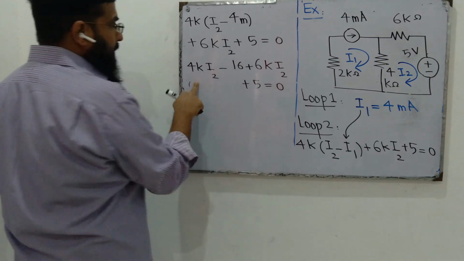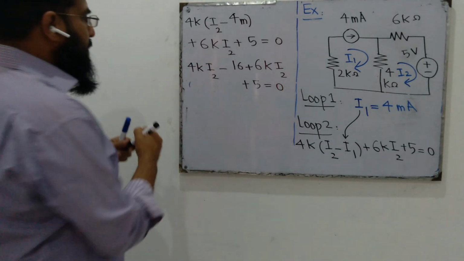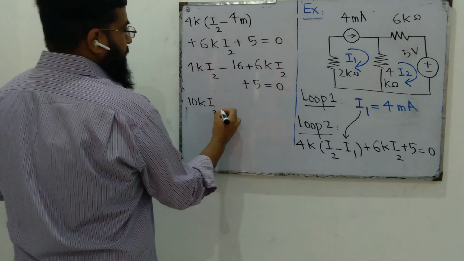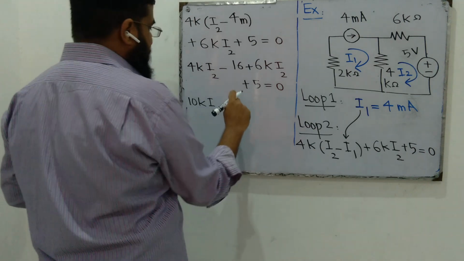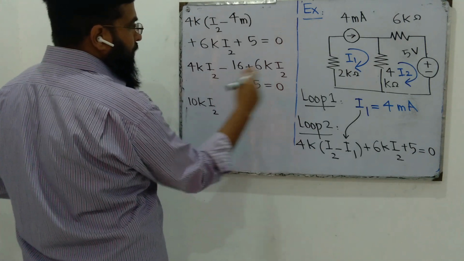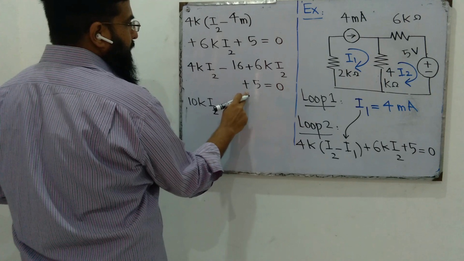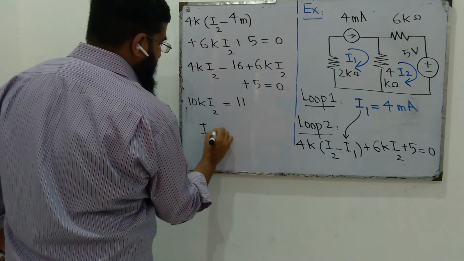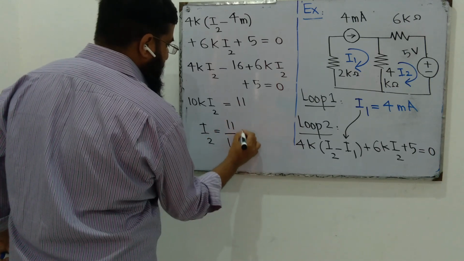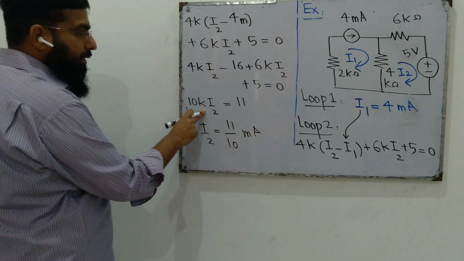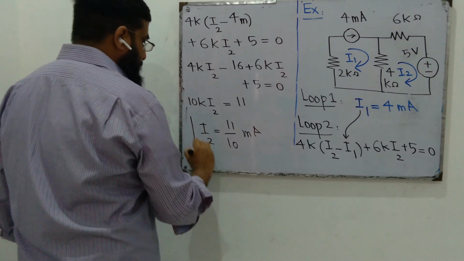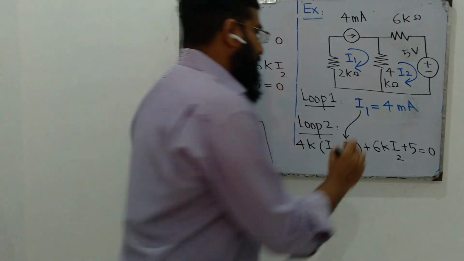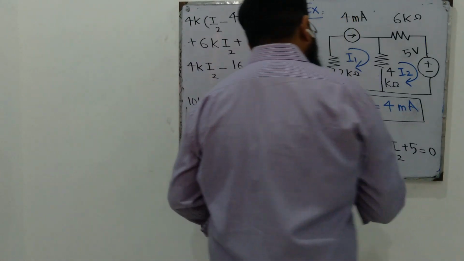So we have 6 plus 4, 10K I2. This minus 16, when it goes to the other side of the equation, becomes plus 16, and this plus 5 becomes minus 5, so we have 11. I2 is 11 over 10 milliampere, because 1 over K is a milli. So we have computed I2 to be 11 over 10 milli. We already know I1 to be equal to 4 milliampere.